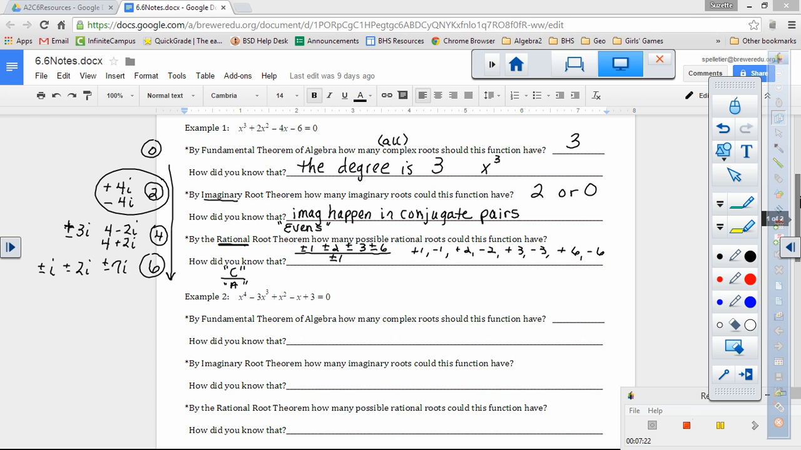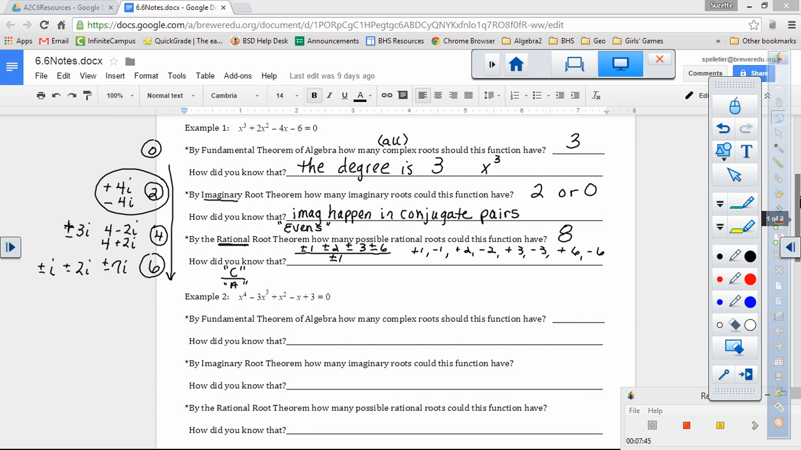So how many possible rational roots could this function have? The possibility is that it could have 8. Okay? So maybe 8. Now we already know there's no way that it could have 8, but off the top of our head, this is what our possibility is, right? And then we go through and we test them and we find which one's an actual root.